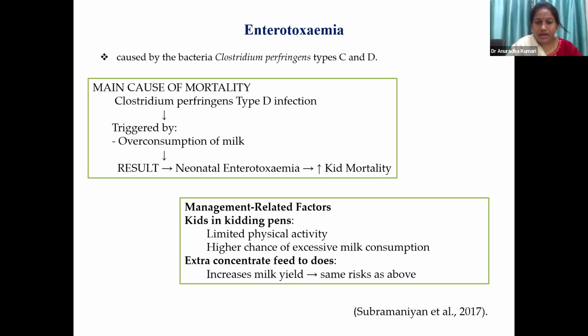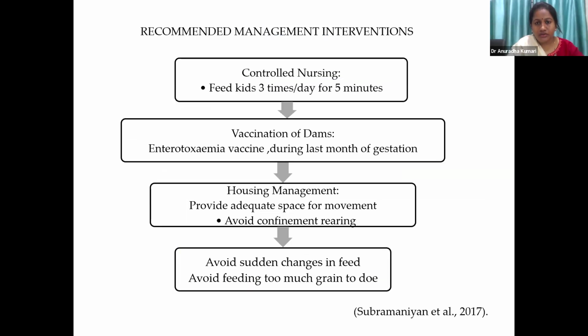The predisposing factor responsible for enterotoxemia is the intensive housing of the kid. Because of limited activity, there is a chance of the kid consuming more and more milk. Simultaneously, an increased amount of concentrate for the mother leads to more production of milk and leads to enterotoxemia. For prevention of this enterotoxemia, we should do controlled feeding of the kid 3 times in a day. Or better, we should vaccinate them in the advanced stage of pregnancy.